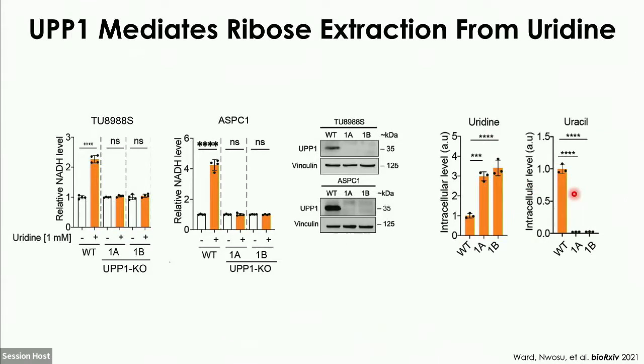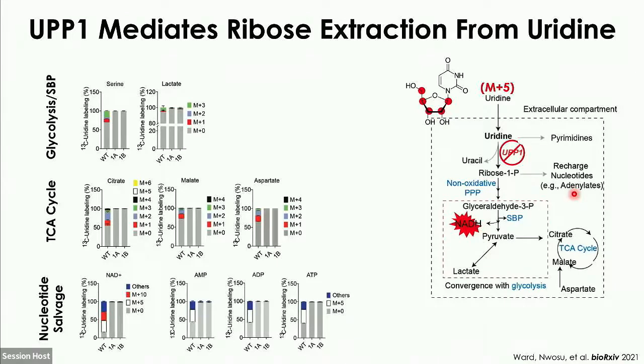This was again substantiated by using isotope tracing and metabolomics, where here you see the loss of color in the knockouts. This reflects a lack of uridine metabolism. But again, in the interest of time, and for those who would like to dig into this data, we encourage you to check out the preprint.